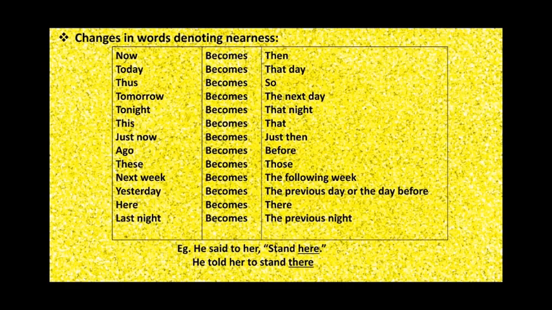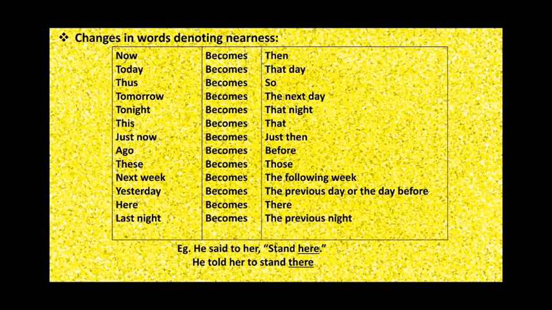Next is changes in words denoting nearness. So there are certain words which change accordingly in the indirect speech. Like now becomes then in the indirect speech. That means if there is the word now in the direct speech, then it changes to then in the indirect speech. Similarly, there are a number of words that can be changed.